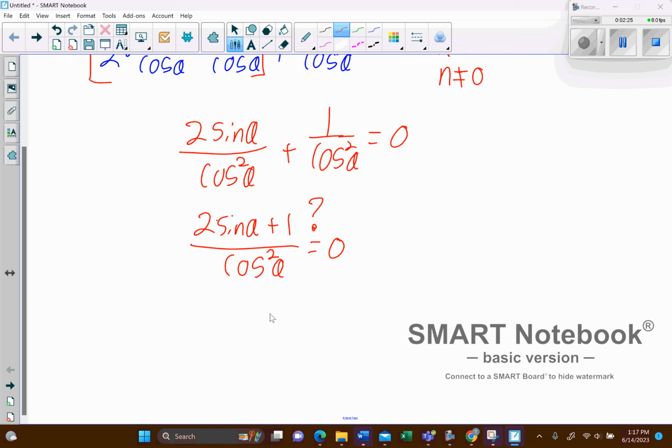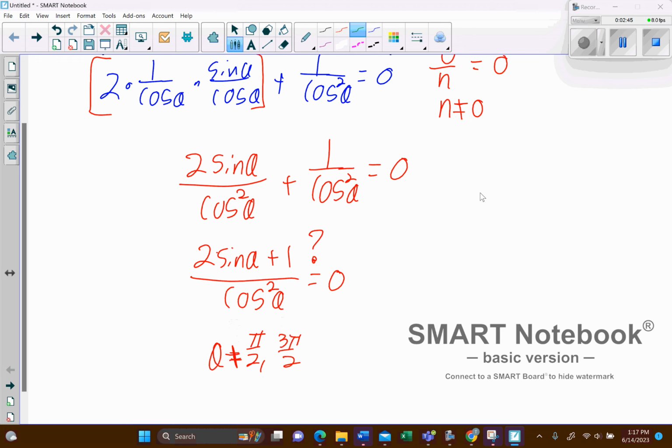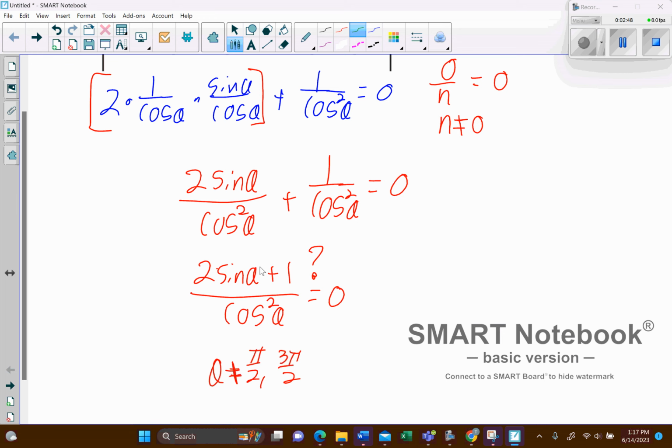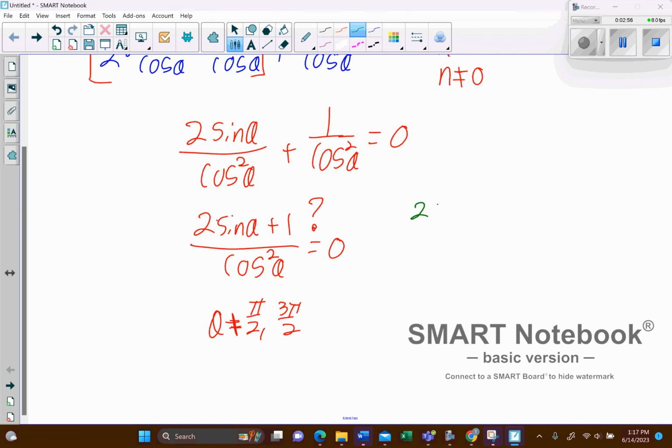So I'm going to make a little note here. The values of theta that are off limits are pi over 2 and 3 pi over 2, because those would cause my denominator to equal 0. But right now I'm going to focus on the numerator, because if I can figure out what values of theta make the numerator equal 0, that should work. So I'll take 2 sine of theta plus 1, set that equal to 0, and solve that.